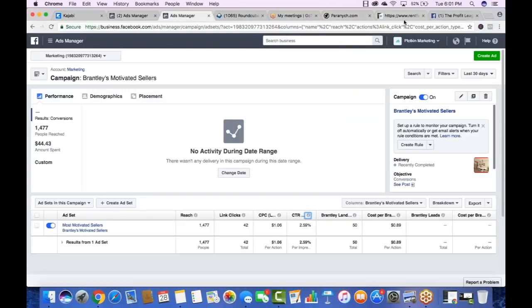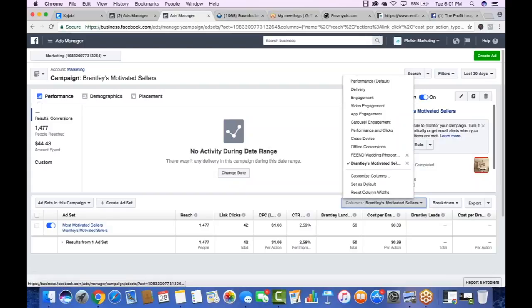So I did pull up your account here. Which campaign do you want to look at, Josh? Do you want to do the sellers one or the photographer one first? Well, yeah, let's do the sellers. All right. So here we are in your sellers campaign.